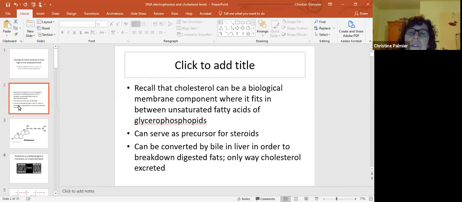Recall that cholesterol can be a biological membrane component where it fits in between unsaturated fatty acids of glycerol phospholipids. It can also serve as a precursor for steroids, and can be converted by bile in the liver in order to break down digested fats, and that's the only way cholesterol is excreted by bile.